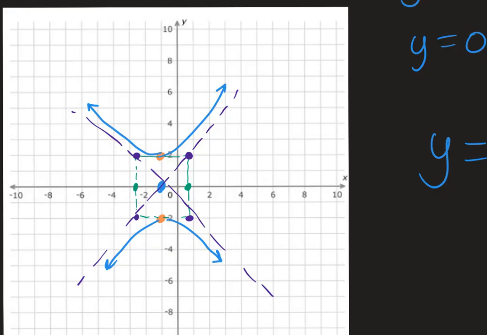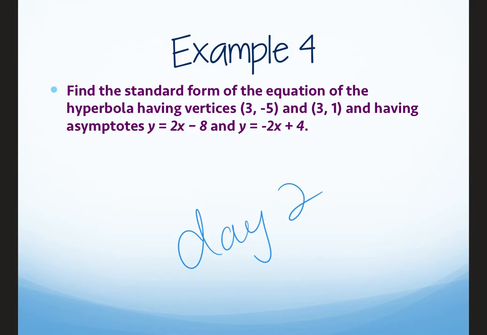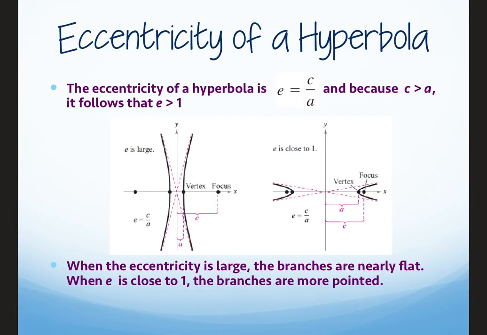Questions? If you want to wait till tomorrow, eccentricity is the same as an ellipse. It's c over a, if that's going to be one of the parts it asks you for. The difference is instead of it being a nice circular shape, it makes it more narrow or more wide. The larger the e, the wider the branch. The smaller the e, the more narrow the branch. That's the only difference.